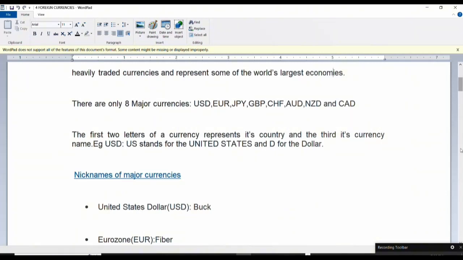In our next video, I am going to talk about currency correlation, the relationship between currencies, and how we should approach them and trade them in the market.